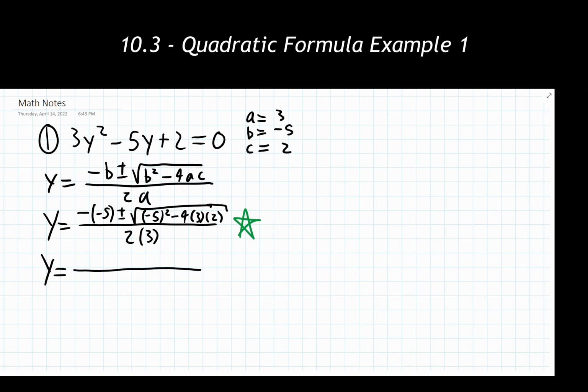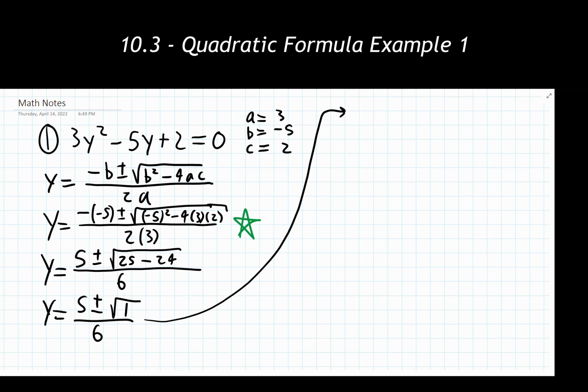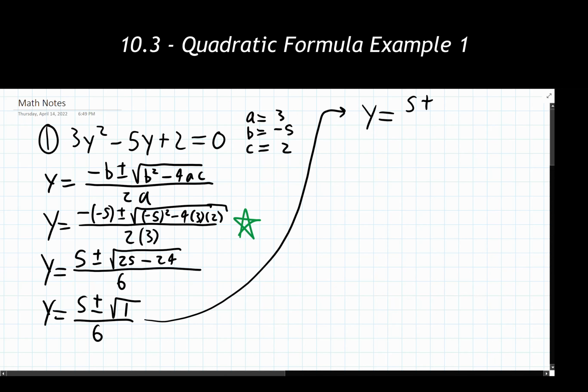Doing this example by hand, we're going to get a +5 out front, plus or minus the square root of, this is going to become 25, minus -4 times 3 is -12. -12 times 2 is going to be -24. Got that there. And then we have 6 in the denominator spot. My next line, I'm getting 5 plus or minus the square root of 1 all over 6. And we know the square root of 1 is 1. So I can rewrite this to be y equals 5 plus or minus 1 all divided by 6.